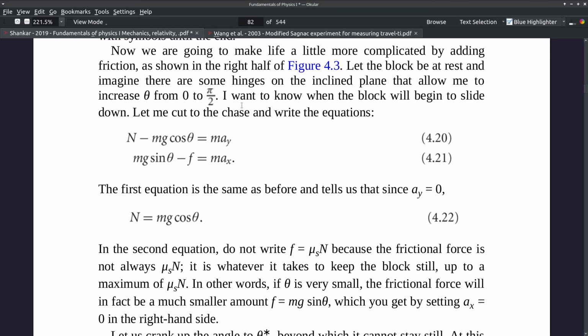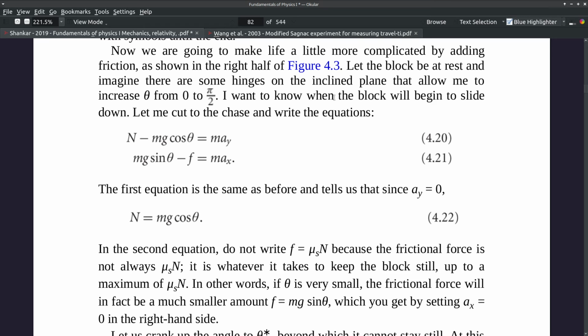And everyone knows pi over 2 is like 90 degrees, right? Yes, in radians. Pi over 2 radians, but they're not even showing radians, so it looks kind of weird. 0 to pi over 2, so pi over 2 radians.